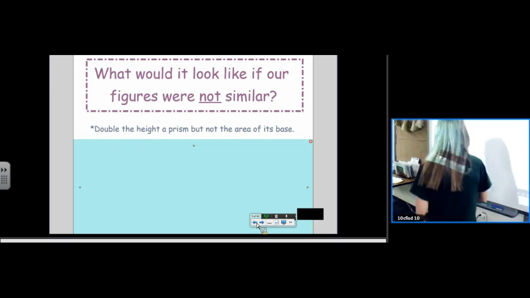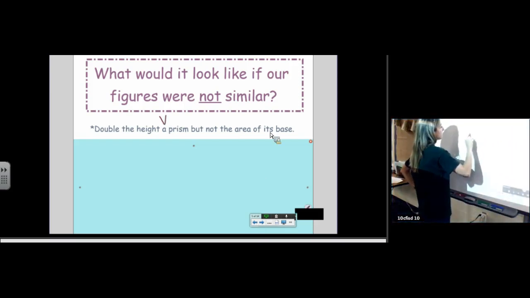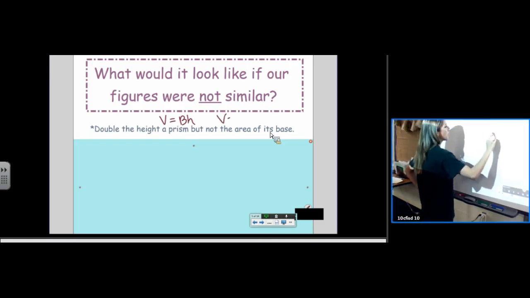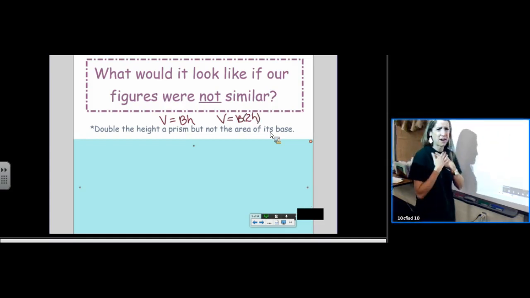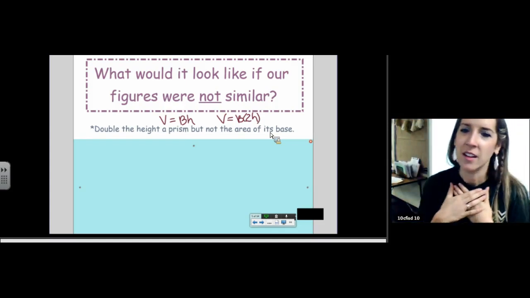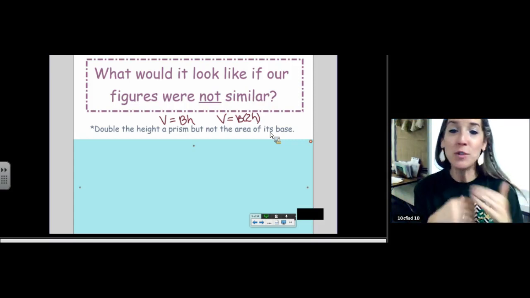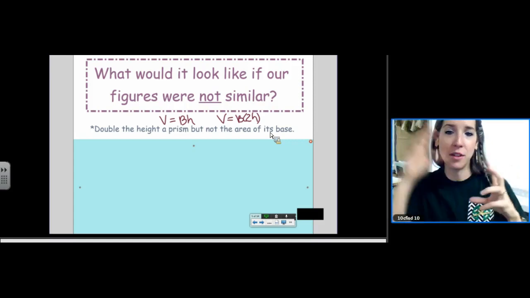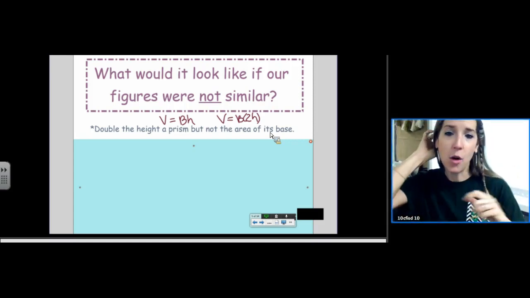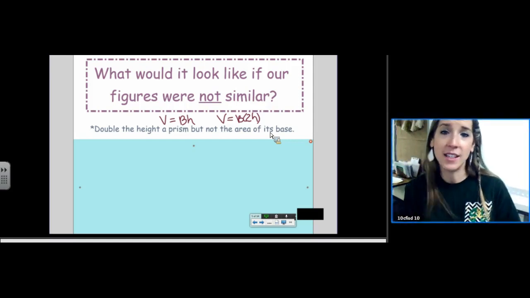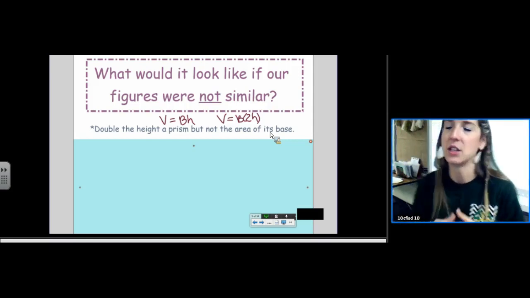So if you were finding the volume, and on our new one, the volume would equal, sorry. So if you do that, you double the volume. That doesn't use the 2 to the third thing. That just means, oh, I doubled the height. All I did to the volume was double the volume because I didn't touch the base.